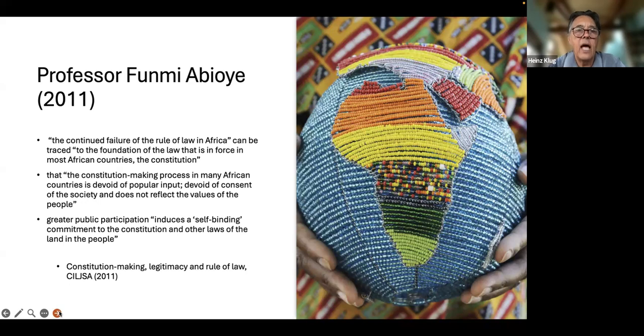So Professor Funmi Adeoye in 2011 wrote a piece where she argued that the continued failure of the rule of law in Africa can be traced to the foundation of the law that is in force in most African countries, the Constitution. That the constitution-making process in many African countries, she argued, is devoid of popular input, devoid of consent of society, and does not reflect the values of the people. Greater participation, she argued, induces a self-binding commitment to the Constitution and other laws of the land in the people. So here is a 2011 argument that I'm trying to explore in this piece.